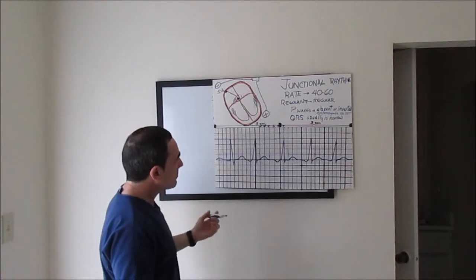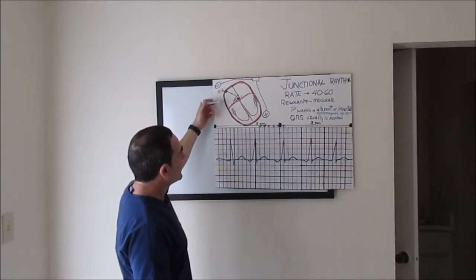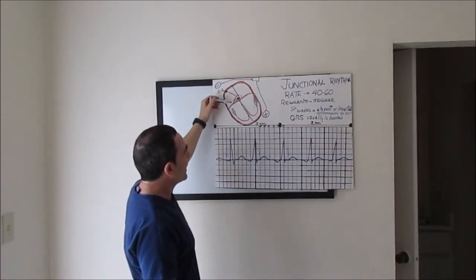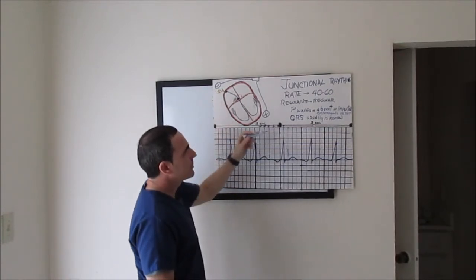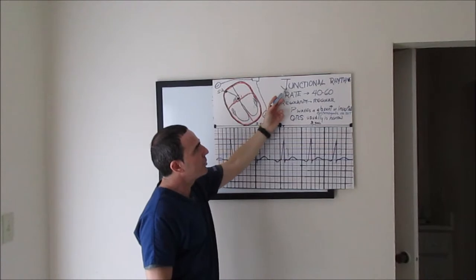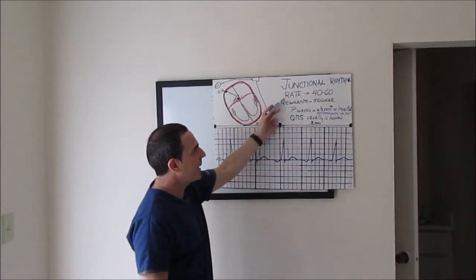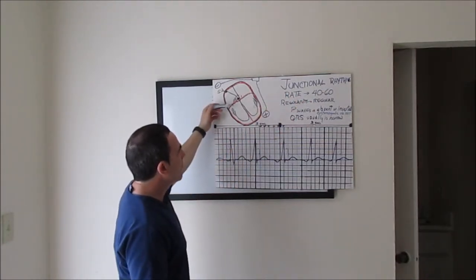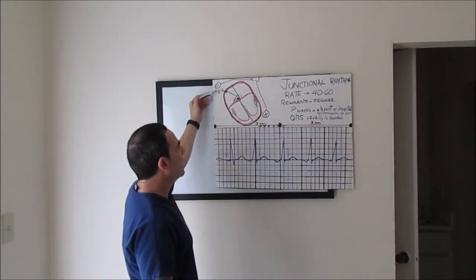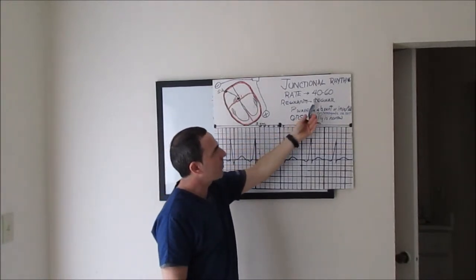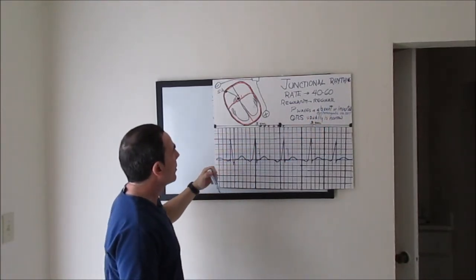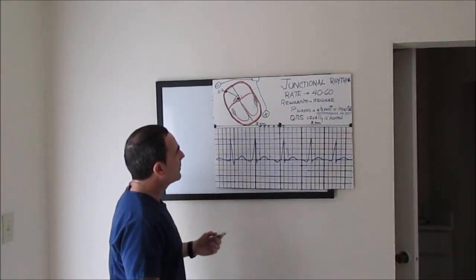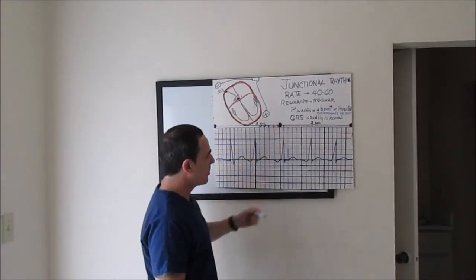And what happens in this case? Well, this tissue is junctional tissue, this is junctional rhythm, and the rate is slower than the SA node, between 40 and 60. It is slower, and the regularity is regular.